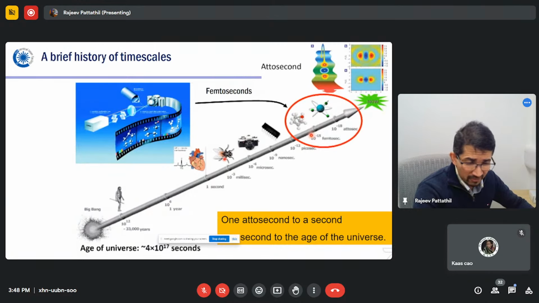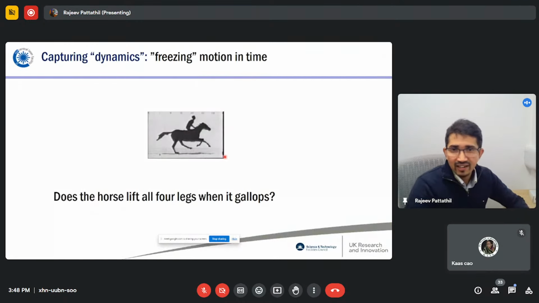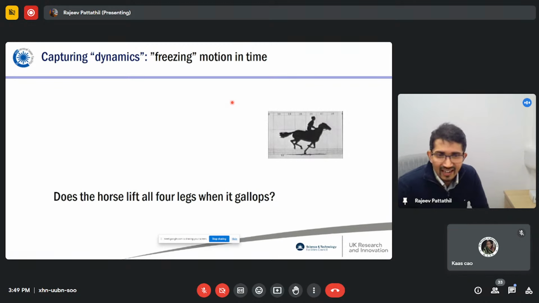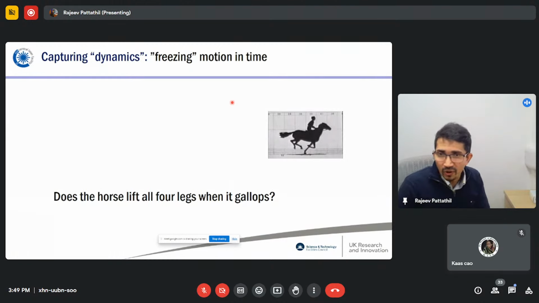So if you wind the clock back roughly 100, maybe 120 years ago, the kind of dynamics that they were looking at was actually quite mundane. Motor cars were not available, so horses were really the fastest conveyance mode. So they were wondering how horses run when they gallop. Do they always have one leg on the floor, or do they actually lift all four legs off the floor? That was an interesting question.